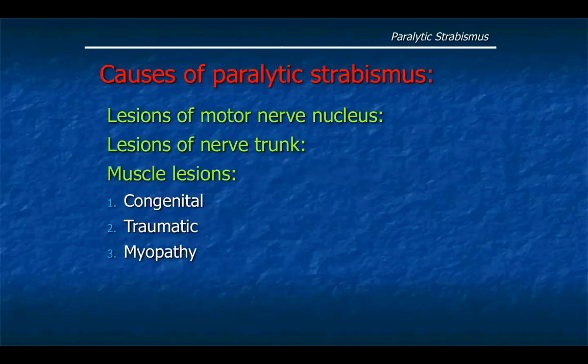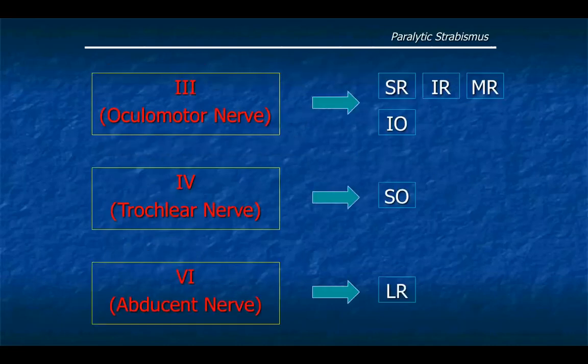Muscle lesions, for example, congenital absence of an extraocular muscle, and this is extremely rare, or traumatic, for example, trauma to the globe or to the orbit, where the muscle can be cut. Or myopathy, which is a disease that affects muscles and can affect muscles all over the body. And the nerves to be affected by paralysis are the third nerve, the fourth nerve, and the sixth nerve.